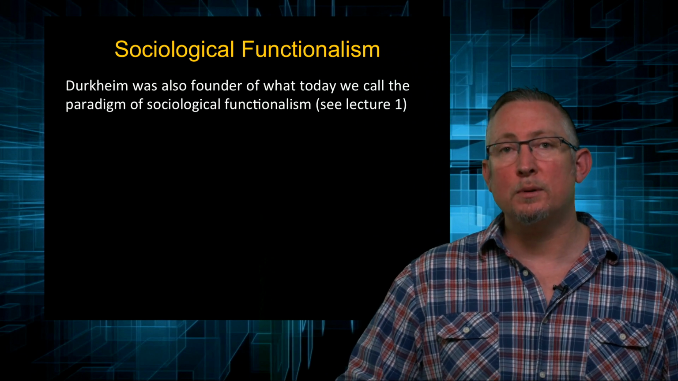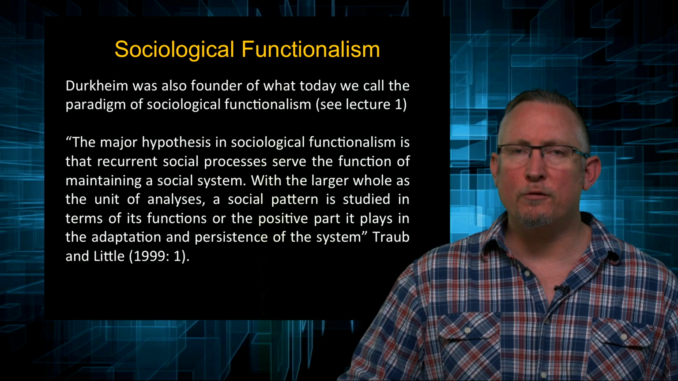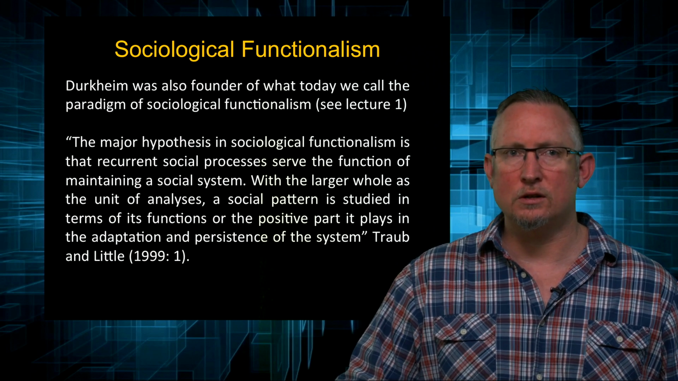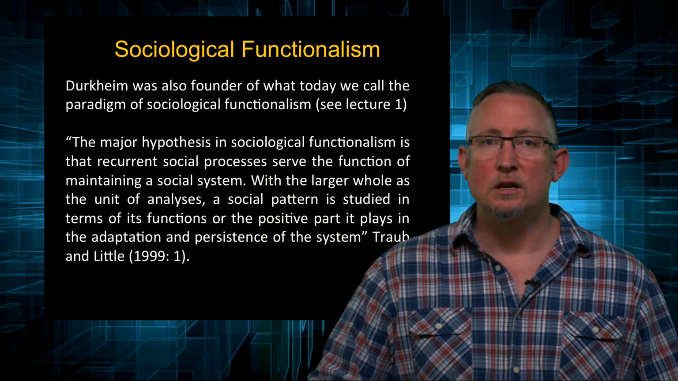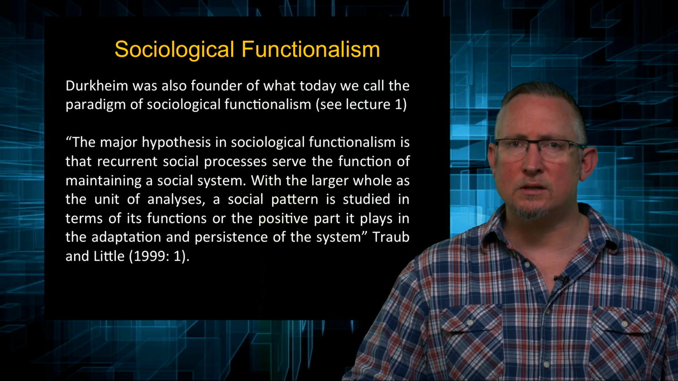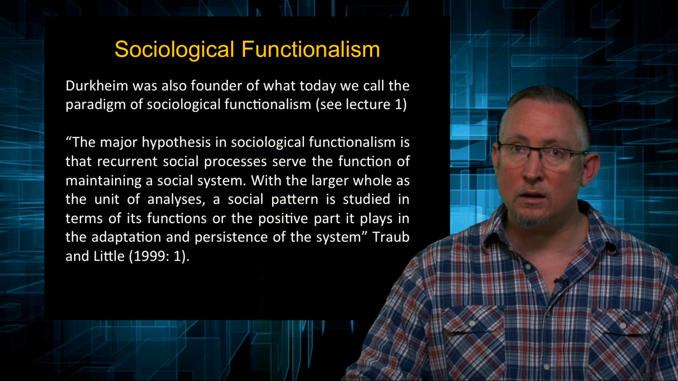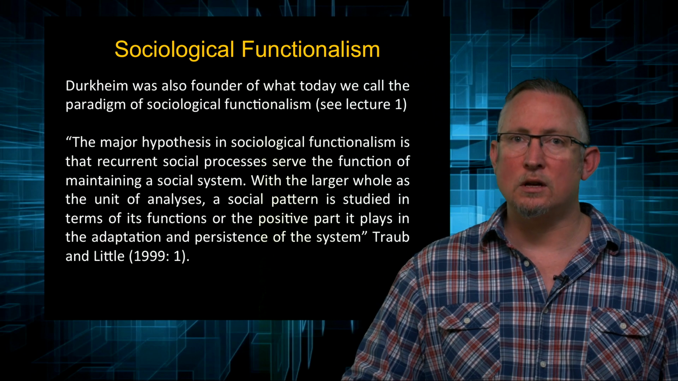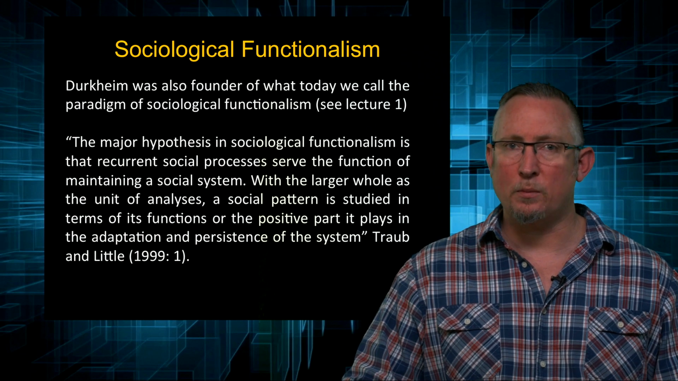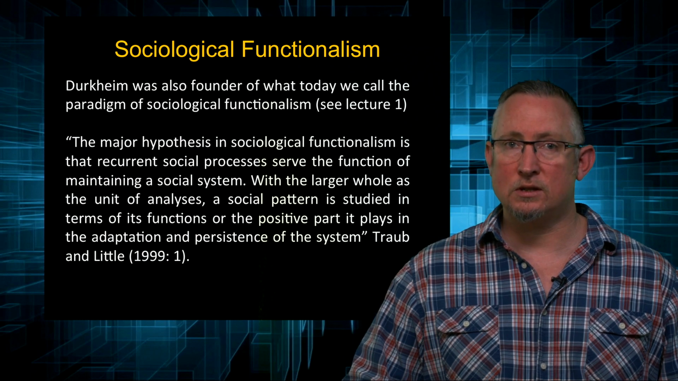If you didn't see Lecture 1, please go back and take a look at that, particularly the second half. So this language should be a little bit more familiar to you here. This is from Traub and Little. They argue the major hypothesis in sociological functionalism is that recurrent social processes serve the function of maintaining the social system. Remember, Durkheim's very interested in what makes some societies able to persevere or have increased degrees of stability or social solidarity, while others seem not to. So with a larger whole as a unit of analysis, a social pattern is studied in terms of its functions or positive part it plays in the adaptation and persistence of a system.